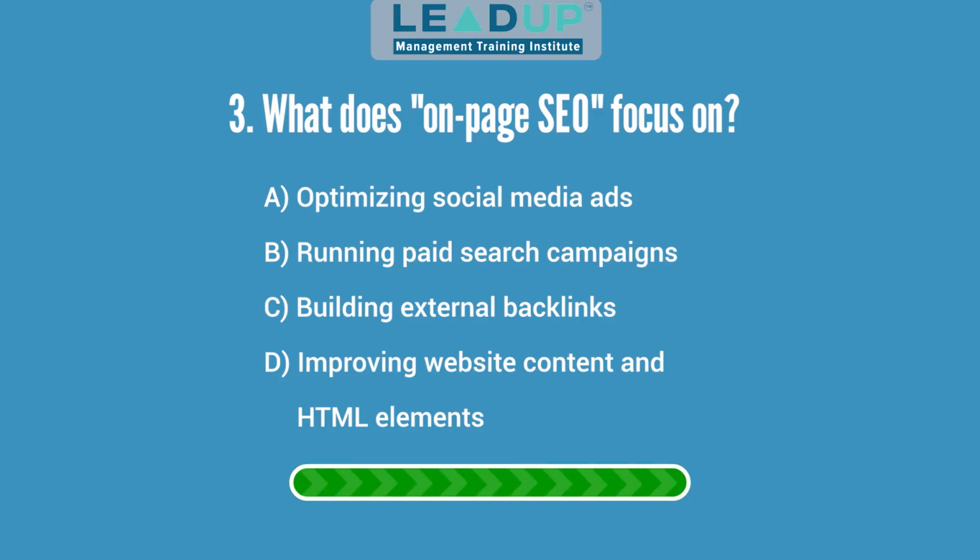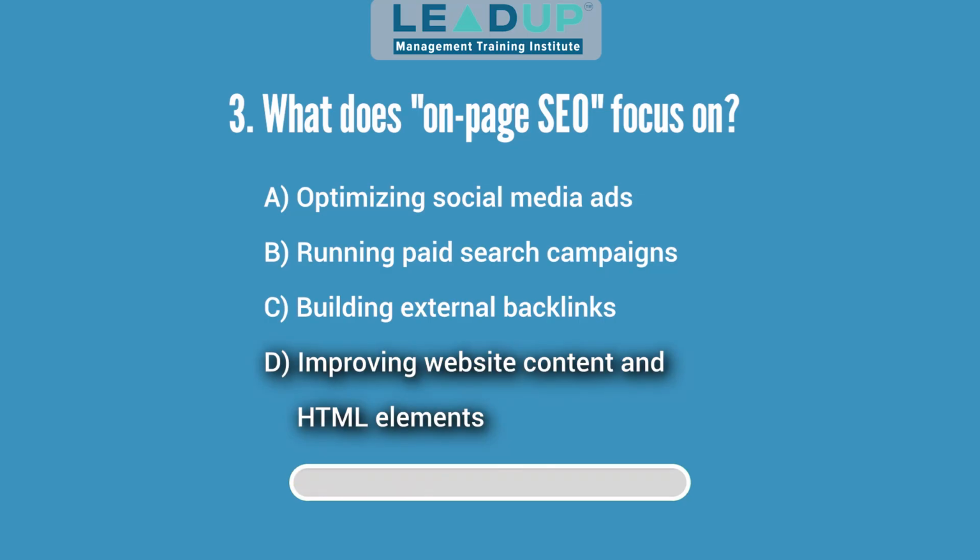Question 3. What does on-page SEO focus on? A. Optimizing social media ads. B. Running paid search campaigns. C. Building external backlinks. And D. Improving website content and HTML elements. Answer: improving website content and HTML elements.